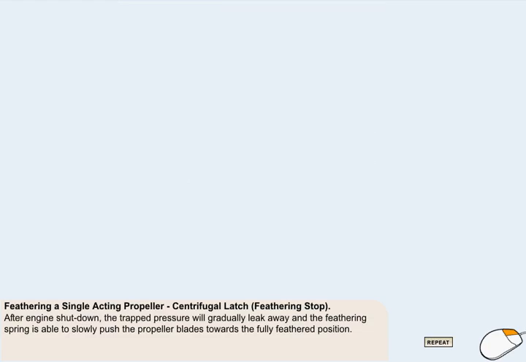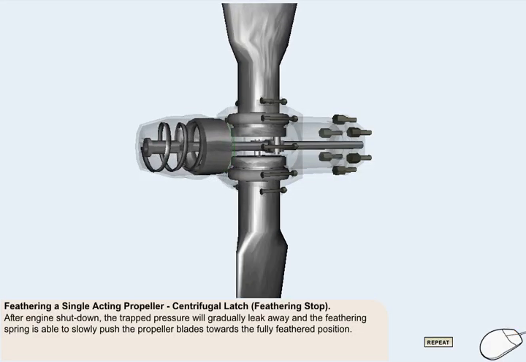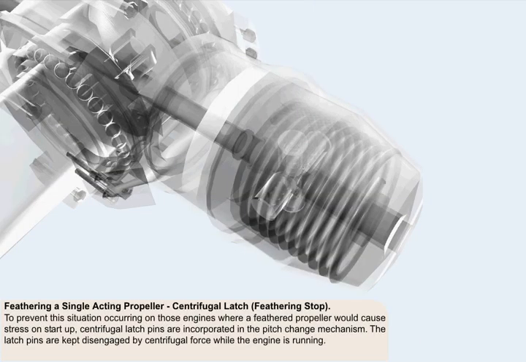After engine shutdown, the trapped pressure will gradually leak away past the landed valve in the constant speed unit. As this trapped hydraulic pressure leaks away, the feathering spring is able to slowly push the propeller blades towards the fully feathered position. While this condition would be acceptable to a turboprop with a free power turbine, it would result in an unacceptably high loading on the starter motor of a piston engine or direct coupled turboprop.